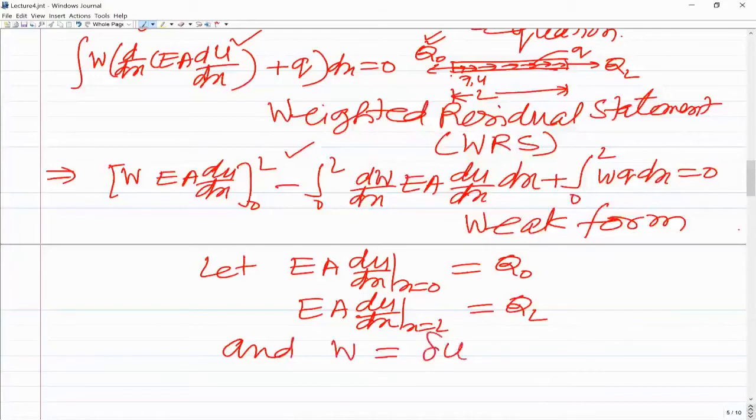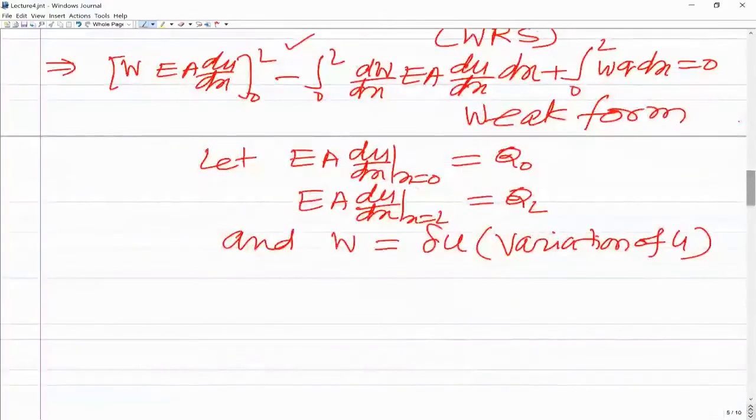So this is exactly the Galerkin method. In the Galerkin method, the weight functions come from delta u. So what is delta u? This symbol delta is a variation symbol, so this is referred to as the variation of u. And now what is this variation? I am going to explain it. Delta is known as the variational operator.